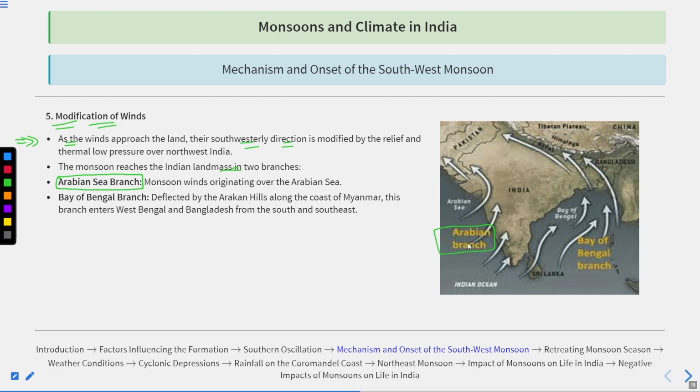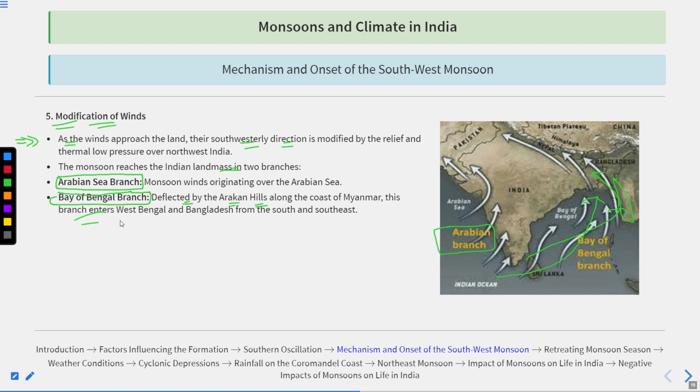Here you can see in this picture. The second one is the Bay of Bengal branch. It means these winds originate from the Bay of Bengal. These get deflected because of the Arakan Hills along the coast of Myanmar. So here you can see there are the Arakan Hills in the country of Myanmar. And when these winds flow there, they strike here and then start moving towards the Indian land.